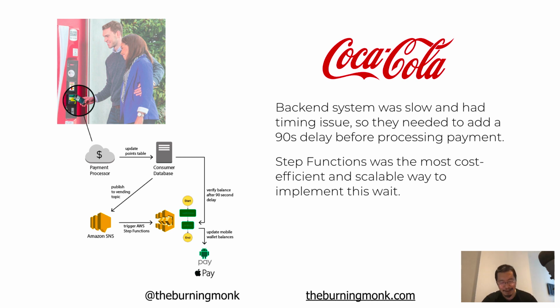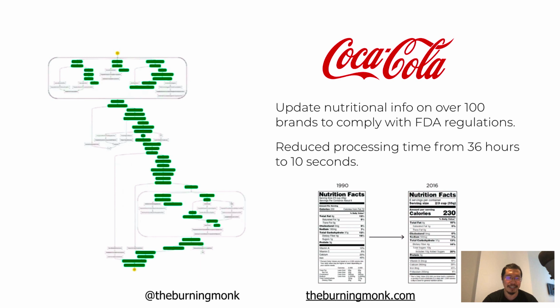They got this massively scalable workflow orchestration engine, and all they use it for is to wait 90 seconds, which is kind of funny. And then they also use Step Functions to update the nutritional information on the labels for over 100 different brands in order to comply with FDA regulations. They managed to move these to Step Functions and reduce their processing time from 36 hours all the way down to 10 seconds, which is a pretty big improvement.